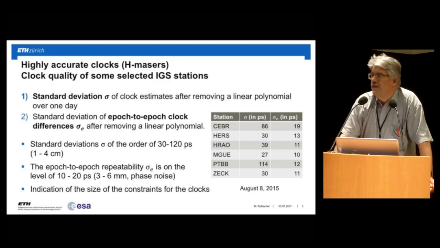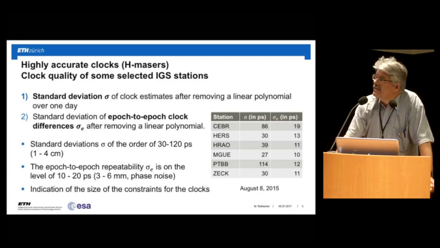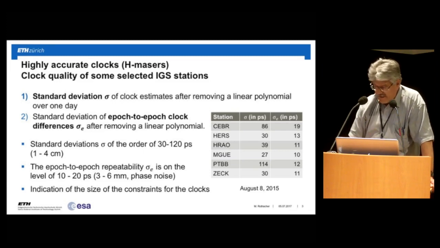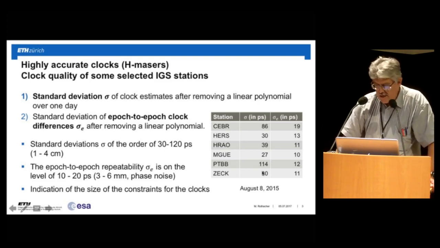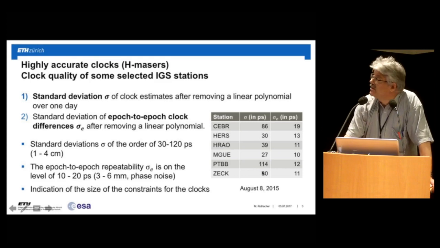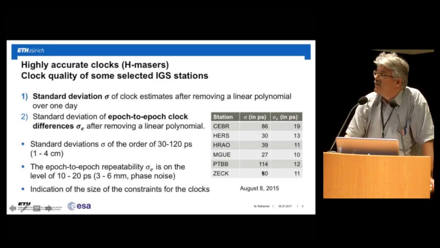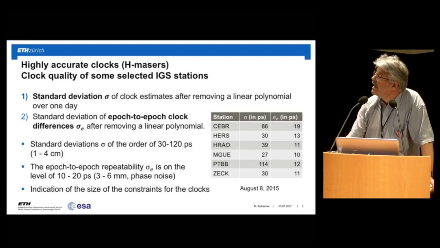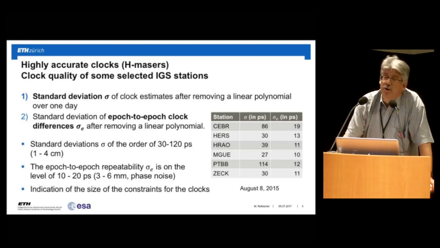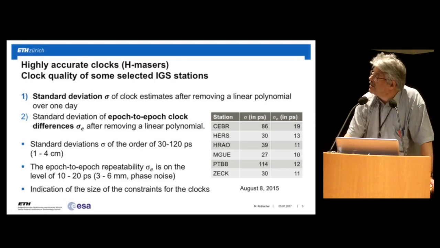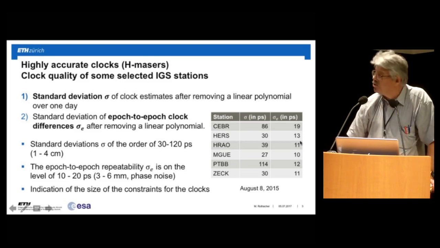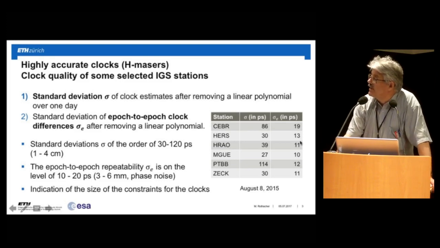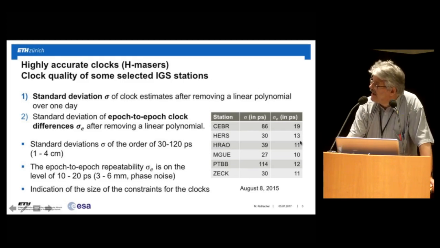And there are 2 ways to characterize this clock. For instance, the standard deviation of the clock estimates after removing a linear polynomial. That's one thing, you see it over here. The range for these clocks is about 30 to 120 picoseconds, which corresponds to 1 to 4 centimeters. That means over one day, this is the type of noise you have. Another possibility is to look at the epoch-to-epoch changes, sigma E, and this is much smaller, obviously. You see it here. It's on the level of 10 to 20 picoseconds. This is almost at the phase noise level of 3 to 6 millimeters.